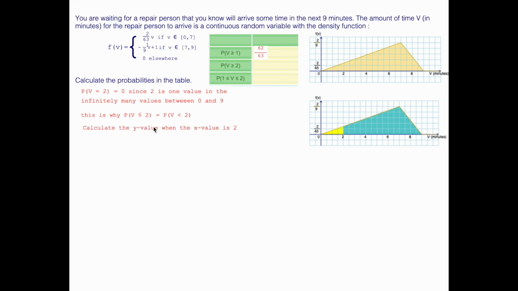We want to calculate the y value when the x value is 2. It's on this slope. I'm just going to plug it into this equation. We have 2 over 63 times 2, which gives us 4 out of 63. That's the height of this triangle. The base of the triangle is 2.